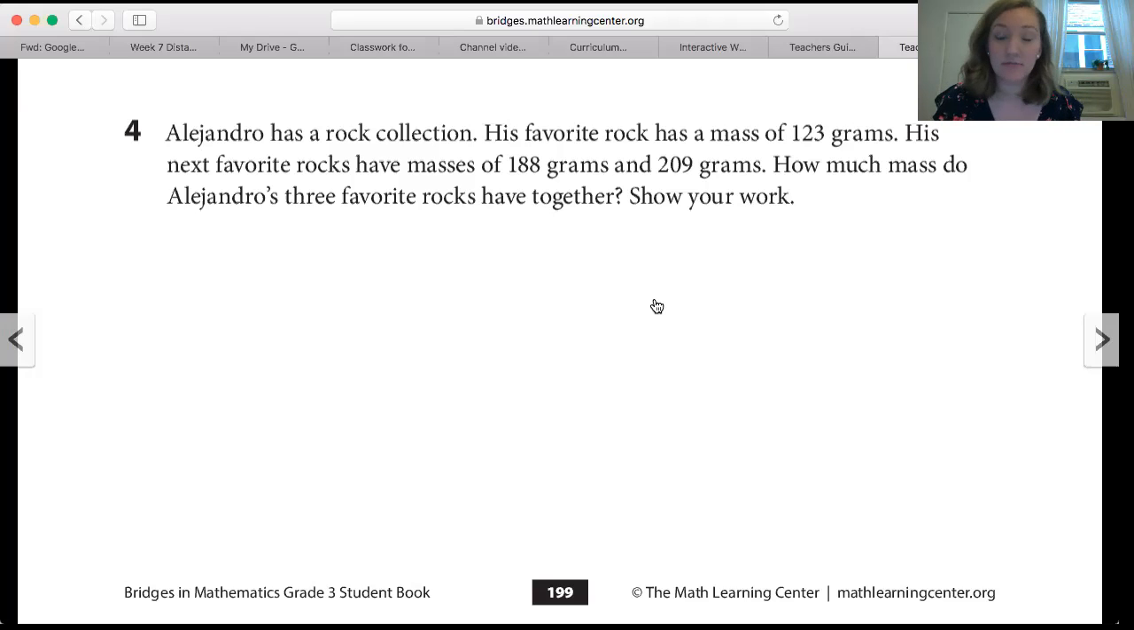So my first question for you is, am I adding, subtracting, multiplying? What am I doing with this? Go ahead and say it out loud. Tell someone next to you. Adding, subtracting, multiplying. I hope that you told someone next to you that you are adding. You need to add together all these numbers: 123 plus 188 plus 209 to show how much mass we have all together. This word together is a big clue that we need to add.